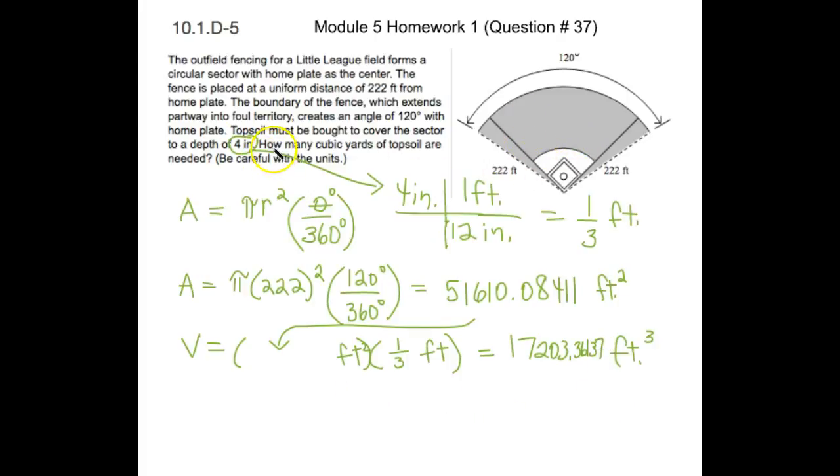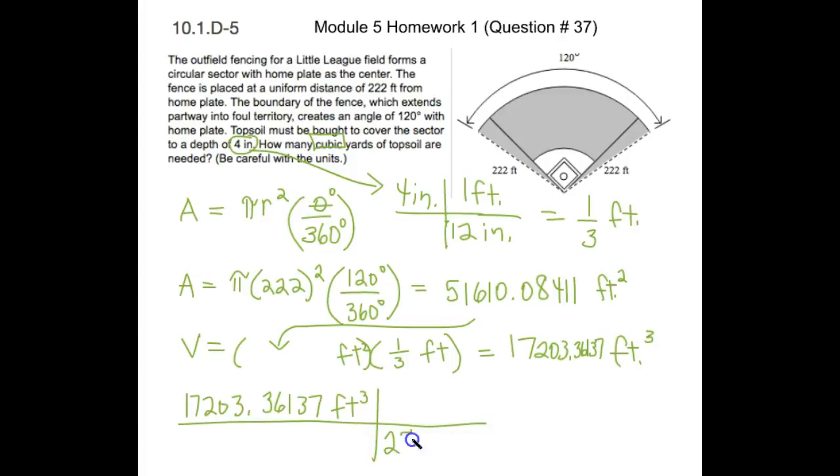So we're almost there, except that it wants to know how many cubic yards of topsoil are needed. Now, again, in the question, you can see that cubic, and that was another hint that we were going for volume. So that's a good sign that we have something measured in cubic units, but we want it in terms of yards. So the last step, we would need to take this answer and convert it into yards rather than feet. So again, use your conversion unit.